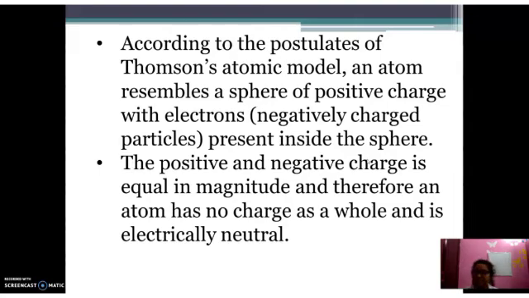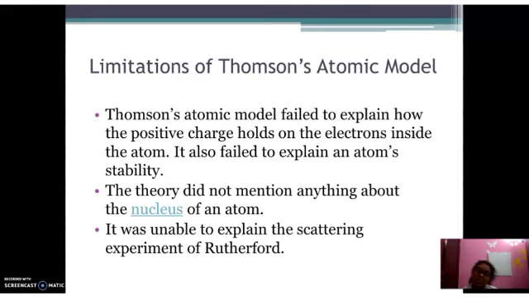Even though, his model failed. Why? We'll see the limitations. Thomson's model could not explain the stability of an atom. Inside the atom there are electrons and protons. How are these held together? He could not explain how electrons are arranged inside the atom or how they are held. This was one of the major limitations of the Thomson model. Another limitation is that he could not give any idea about the nucleus of the atom.